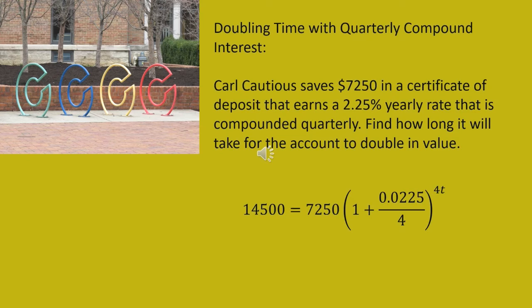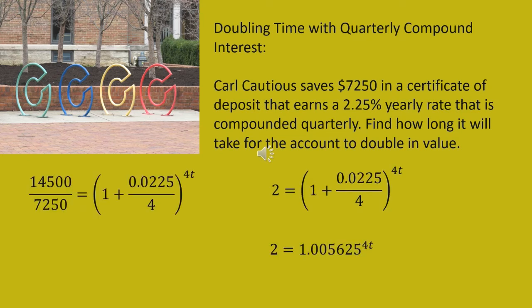So now we're trying to get at the variable. We're trying to solve for the variable, which is in the exponent. So we need to undo this exponential function. I need the inverse of this exponential function. At this point, it might be helpful to rewrite the base as a single value. So 1 plus 0.0225 divided by 4 is 1.005625. And so that is our base, and it is being raised to the 4t power.